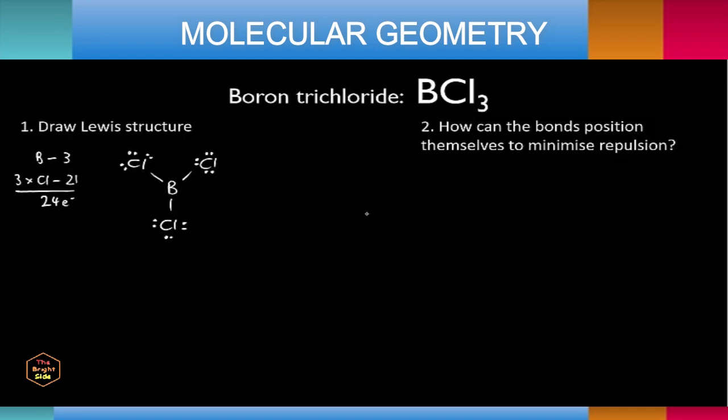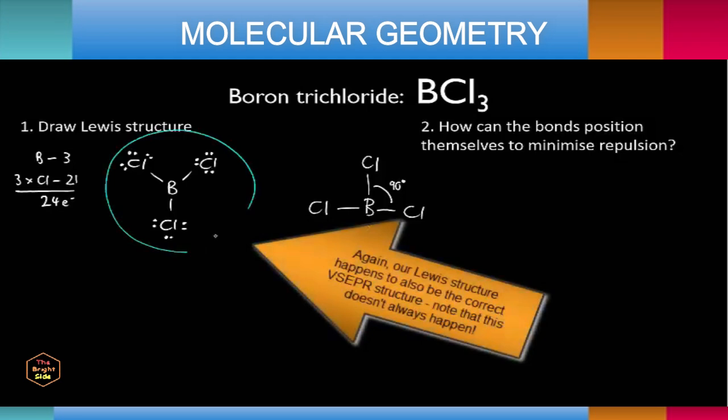Well, in this case we've got 3 bonds. If we draw 2 of them linear, then the third one will have to point out at 90 degrees. Is this the best that we can do? What if we shift them around to even the spacing out? Hopefully this is what you predicted in the task at the end of the last video.